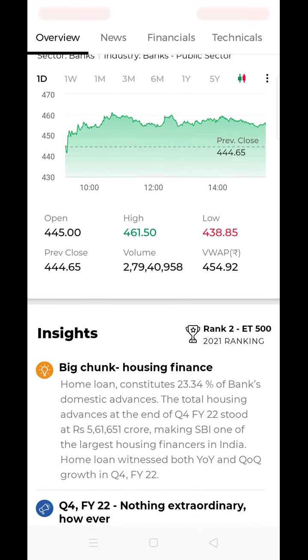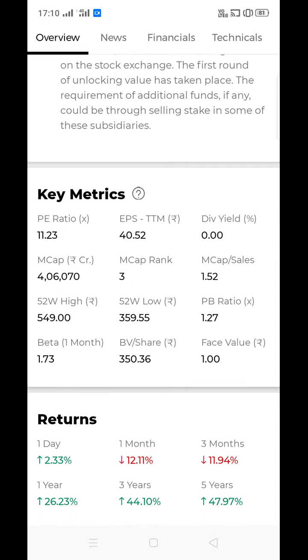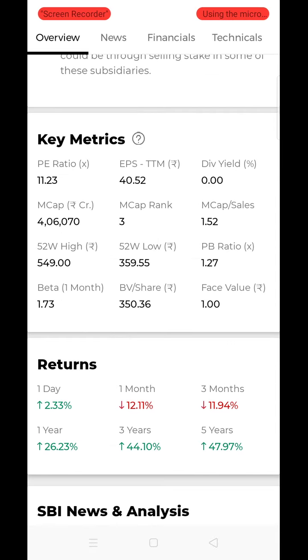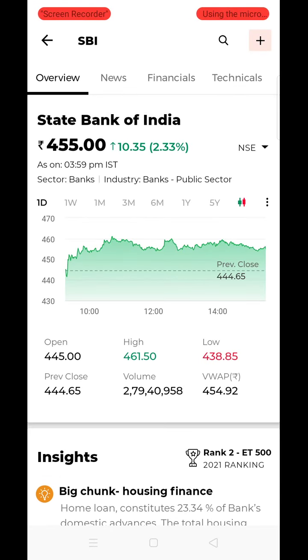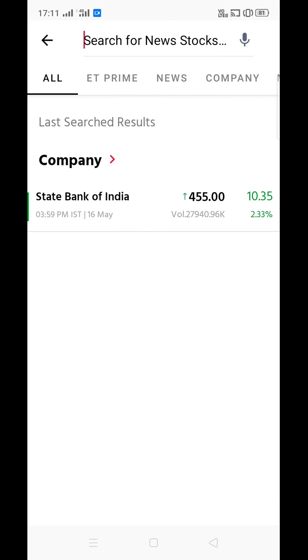So here you have an overview. You just scroll down, and here are key metrics. In key metrics, the first thing you see is the PE ratio. Here it is showing 11x is the PE that SBI has at the current price of 445. Now how do you know if 11x is cheap or costly? You have to compare it with other banking stocks.